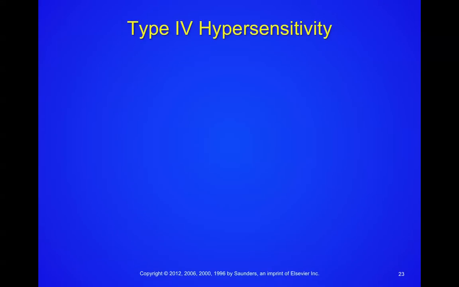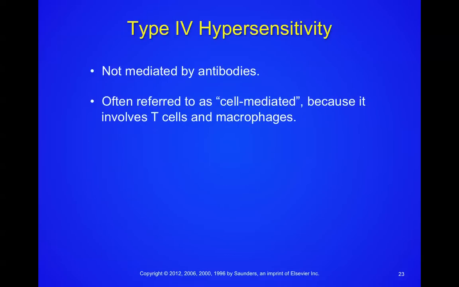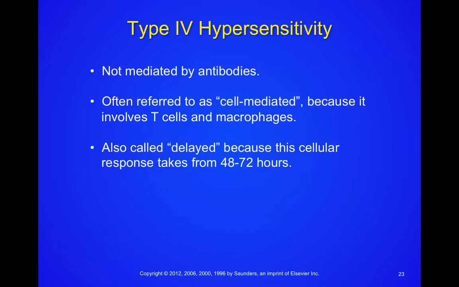Type 4 hypersensitivity is the only type not mediated by antibodies. Instead, it is often referred to as cell-mediated because it involves T cells and macrophages. It is also referred to as delayed because the cellular response takes from 48 to 72 hours, as opposed to the more immediate hypersensitivity reactions, which generally appear within 12 minutes of exposure to an antigen.